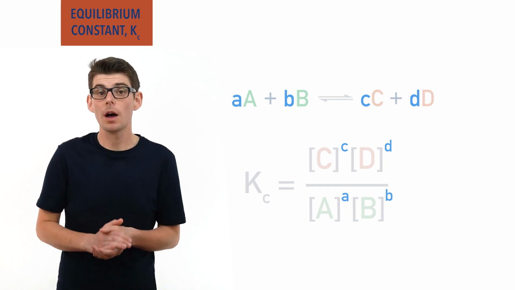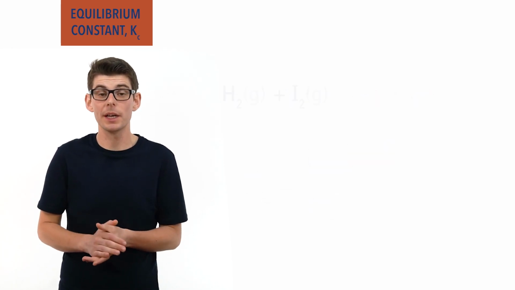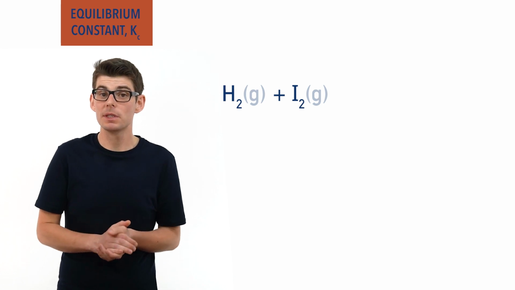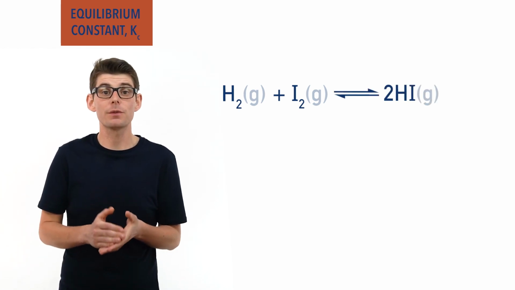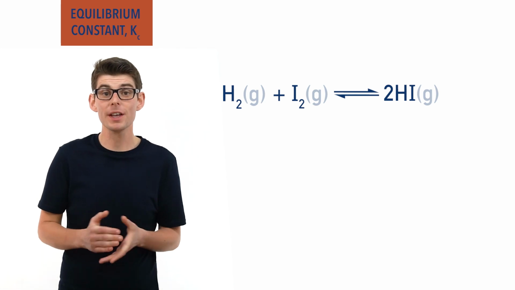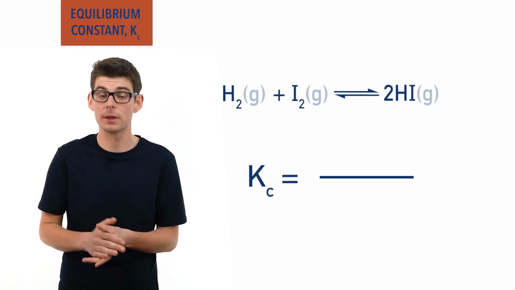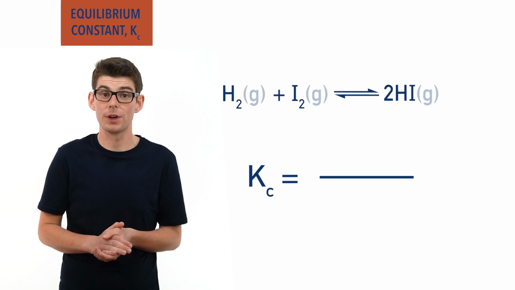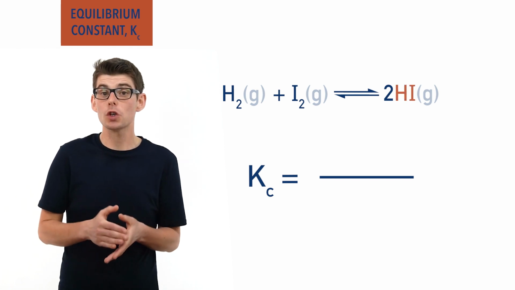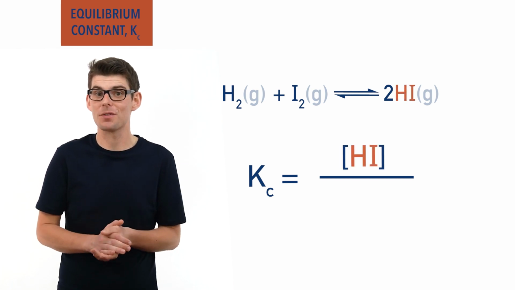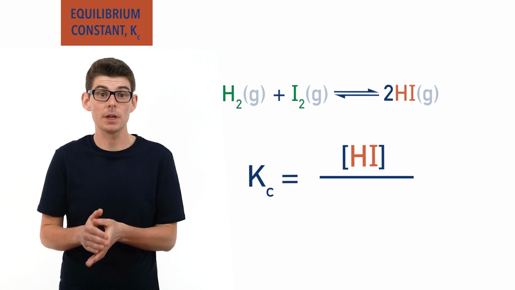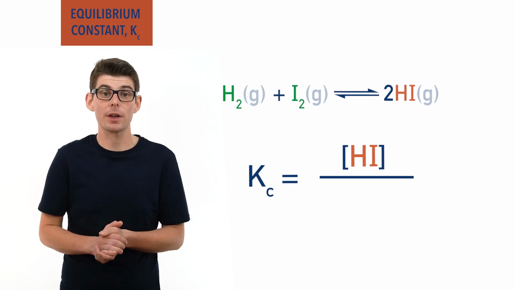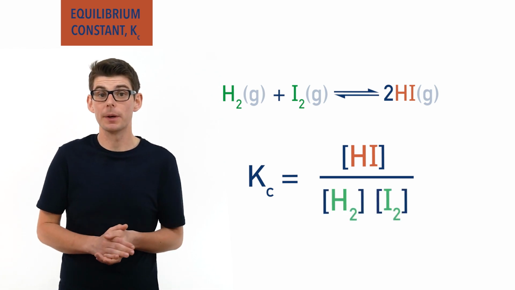For example, hydrogen and iodine, H2 and I2, form an equilibrium system with hydrogen iodide, HI, as the product of the forward reaction. To write the Kc expression for this system, we would put the product concentration, HI, on the top of the fraction, square brackets remember, and the concentrations of the reactants, H2 and I2, on the bottom of the fraction multiplied by each other.